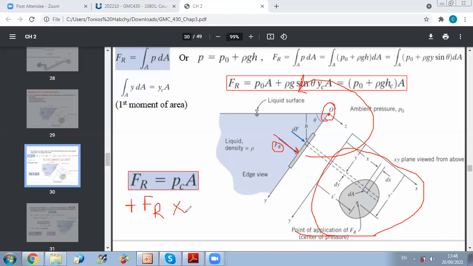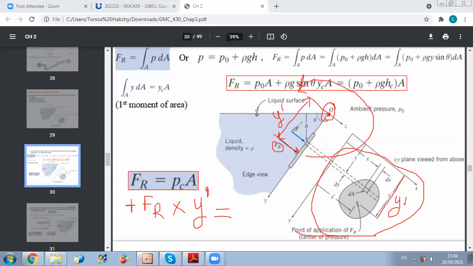times, I should find, my purpose is to find what should be the position of FR, what should be this distance Y prime, in order to give me an equivalent moment. So this is the distance I am looking at. I am trying to find what should be the value of Y prime from the surface in order to produce an equivalent moment about the X axis. So this distance is Y prime. So I put FR times Y prime should be equal to what? Should be equal to the total moment created by the distributed load about O.